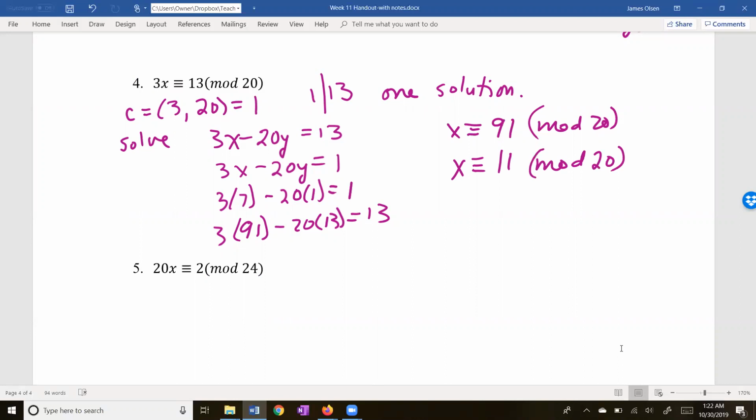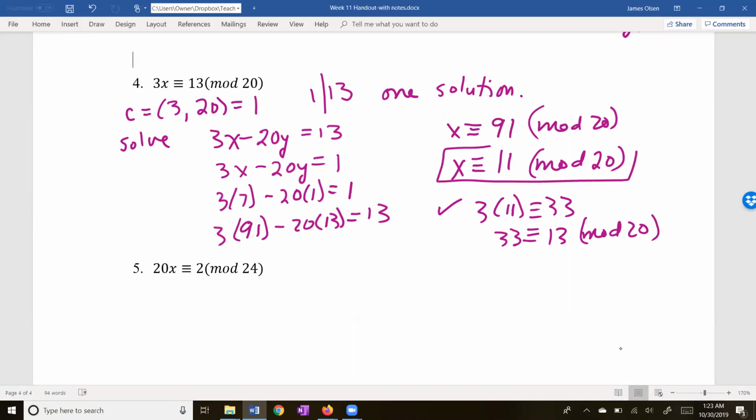Let's check it. 3 times 11 is 33. 33 congruent to 13 mod 20, that checks. So my answer is right here. X is congruent to 11 mod 20.